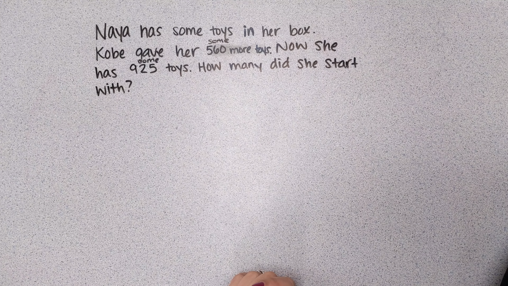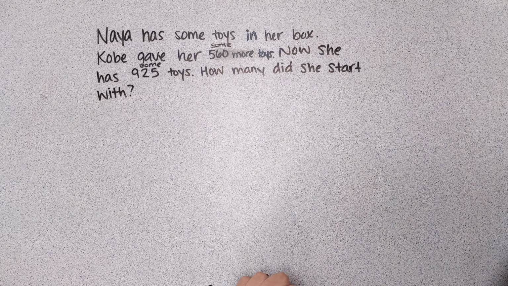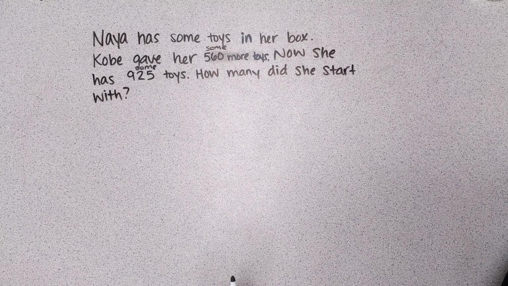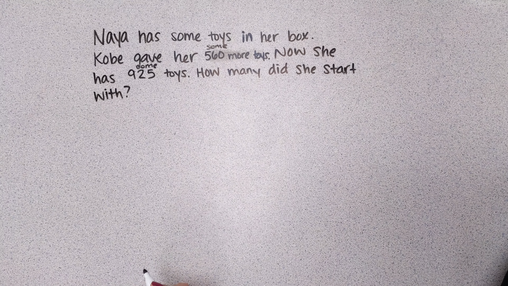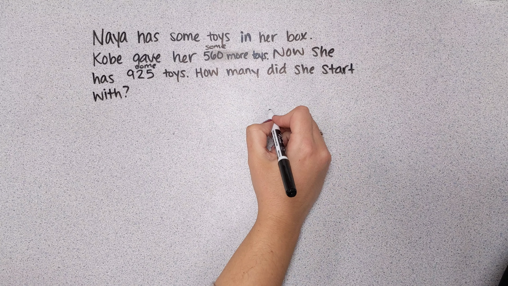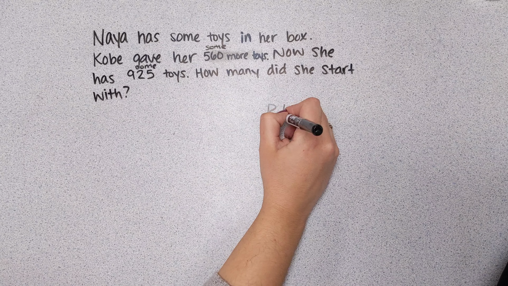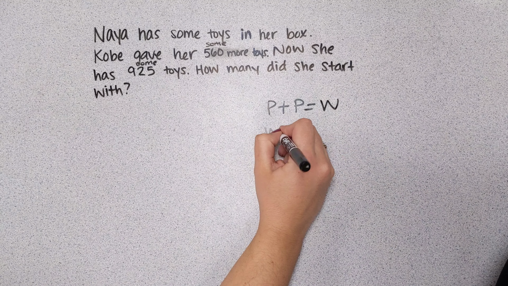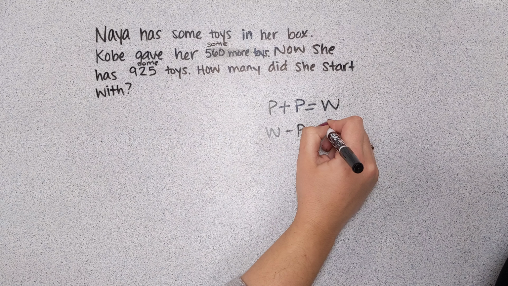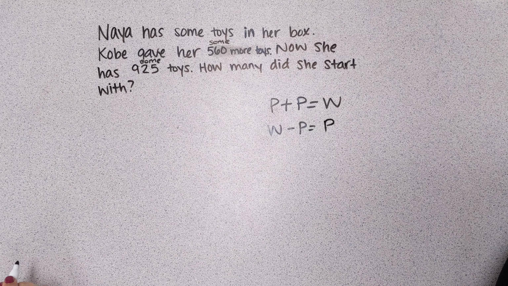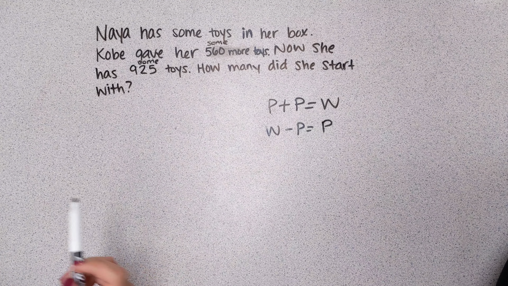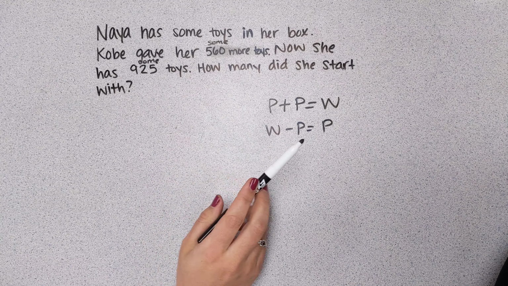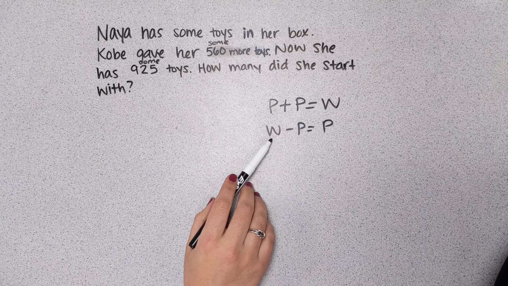After we read it one time, I have the students read it again and act out what is happening in the story. We want to see if we can pick out if it's a part plus part equals whole, or if it's a whole minus part equals part type of word problem. So now I'm going to read it again, and I'm going to try to pinpoint if I have my parts or if I have my whole.